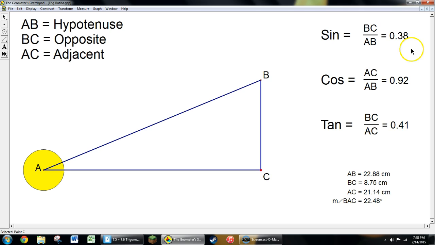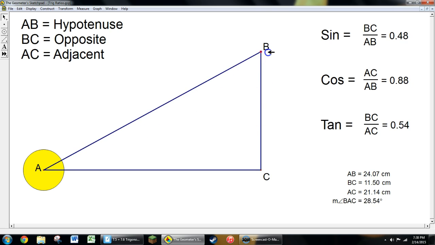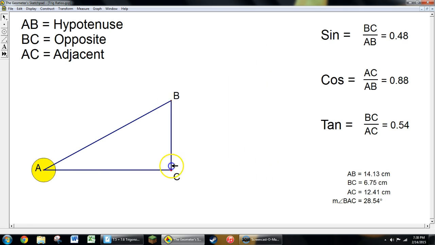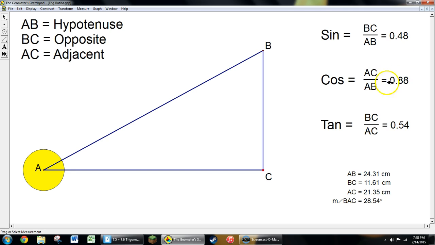Now, it's not just that simple. These ratios will not always be the same, because if I change theta, those ratios do change. However, for any given theta that I lock in, no matter what size the triangle is, those ratios will always stay the same.